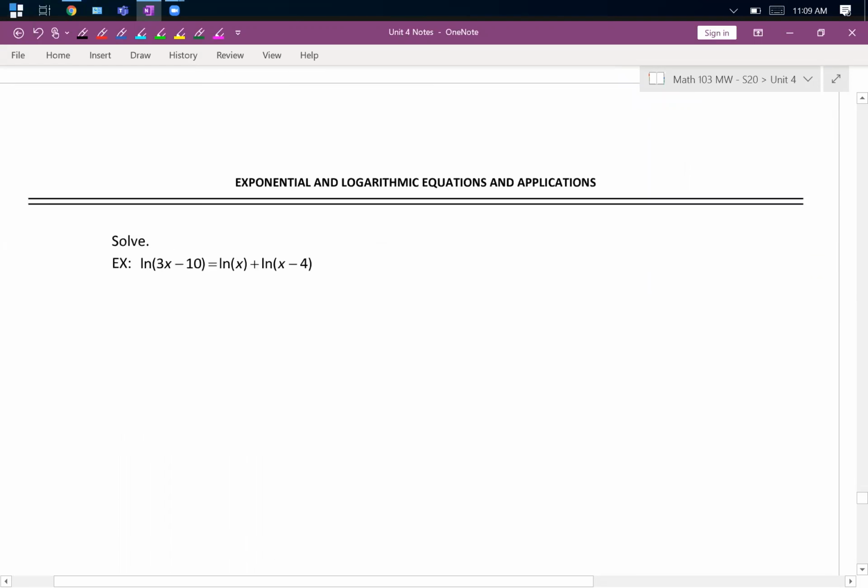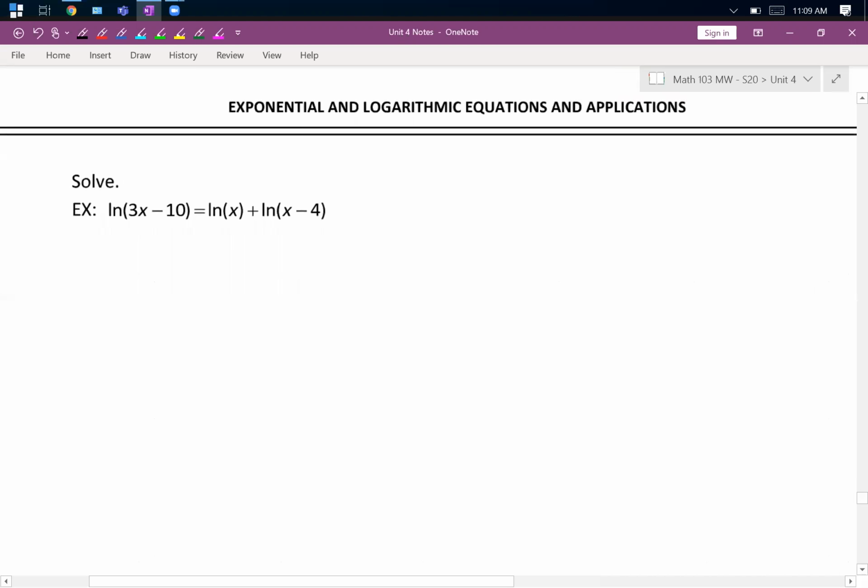All right, so let's see it in action. We want to solve natural log of 3x minus 10 equals natural log of x plus natural log of x minus 4. The first thing I'm looking for is to see if our one-to-one property is going to be applicable. If every single term in the equation has a log, then the one-to-one property is applicable. Well, here, every single term has a log, so we're going to be able to use the one-to-one property, but it's not ready to go yet because I need to have one log equal to one log, and right now we have one log equal to two logs. So we need to combine these two logs on the right.